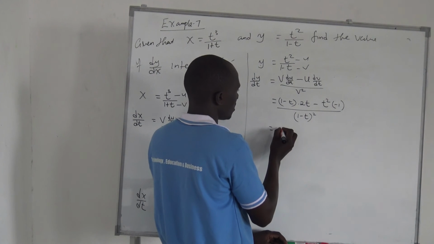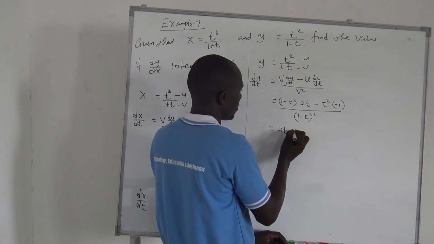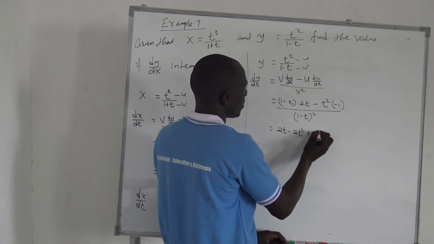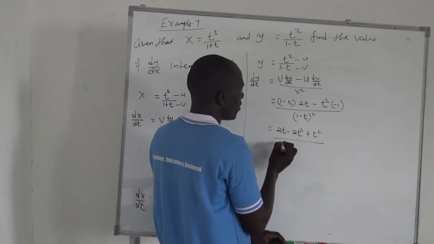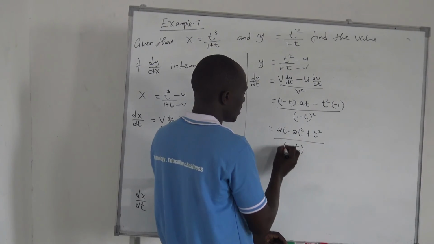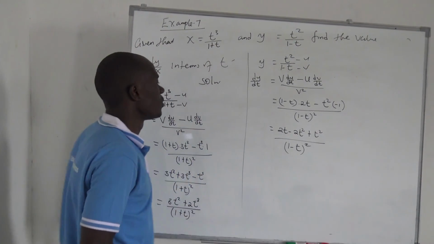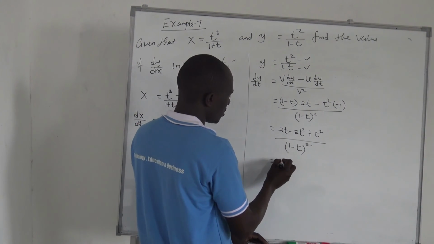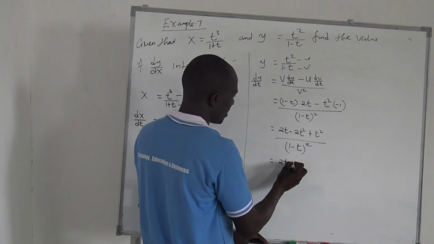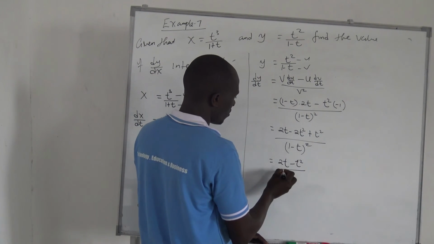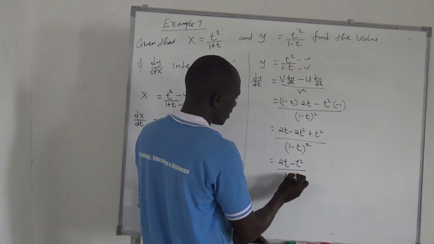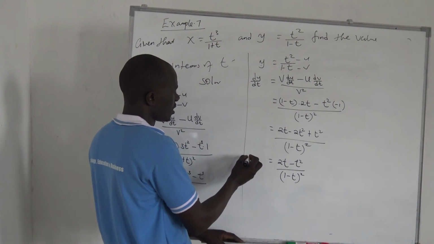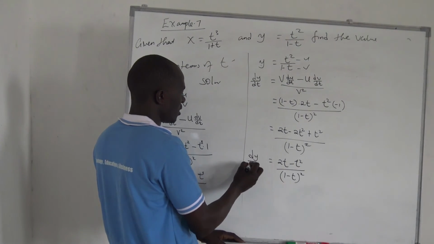What do we get? We get 2t minus 2t squared plus t squared. A negative times a negative gives a positive, all over 1 minus t squared. So what are we going to do? Collect terms. What do we get? We get 2t minus t squared all over 1 minus t, the whole of it squared. So this is our dy/dt.